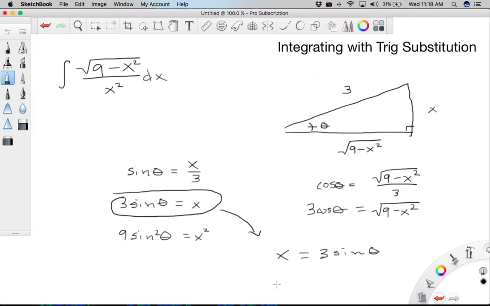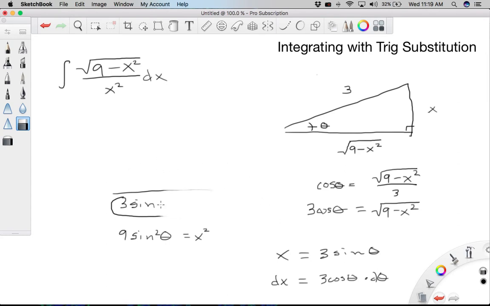And we're just going to derive both sides. So the derivative of x is like 1 dx. And the derivative of 3 sine theta is 3 cosine theta times a d theta. Okay, so now this is our third part of our substitution. Instead of writing dx, we will write 3 cosine theta d theta. Okay, so I'm going to go ahead and erase everything on the screen that I don't need immediately to do the substitution.